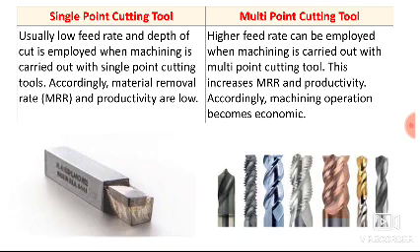Whereas in multi-point cutting tool, higher feed rate can be employed when machining is carried out with multi-point cutting tool. This increases the material removal rate and productivity. Accordingly, machining activity becomes economic. So as the material is removed with the help of two or more cutting edges, obviously more material will get removed. So obviously you will get more material removal rate, right? And hence your productivity will get increased and it will become economical.